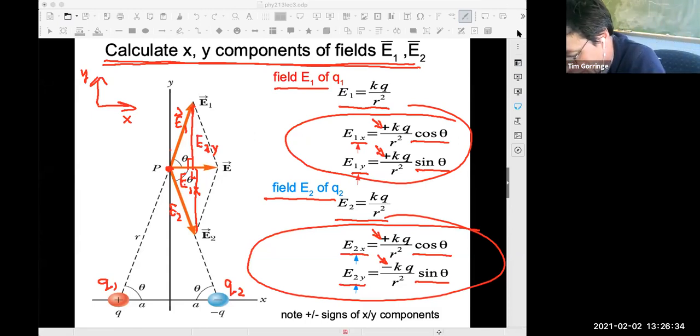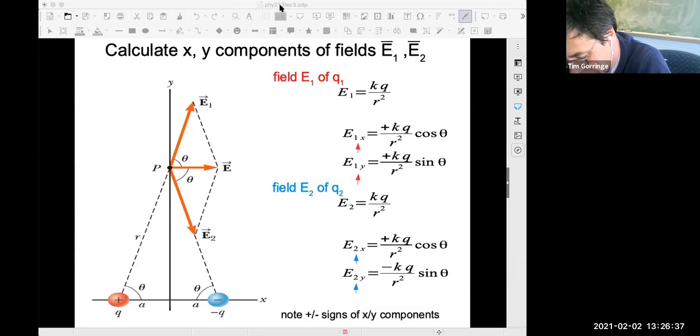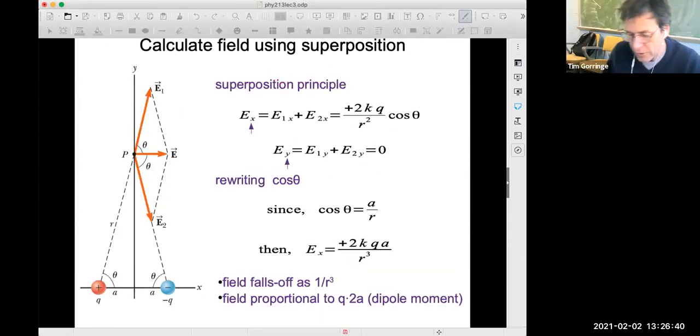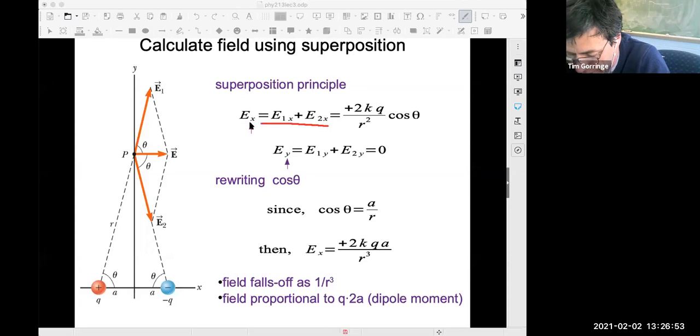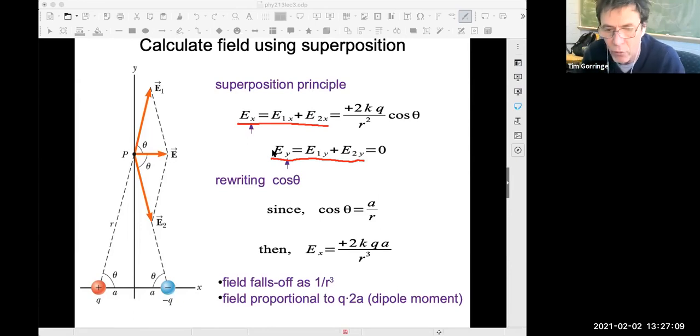Okay, so now we've got to add these two fields, and that's what I'm going to do on this side. To get the total field, I can just add the x components of the individual fields to get the total x component, and I can add the y components of the individual fields to get the total y component. So Ex, the resulting x component, is the sum of E1x and E2x. Ey, the resulting y component, is the sum of E1y and E2y.